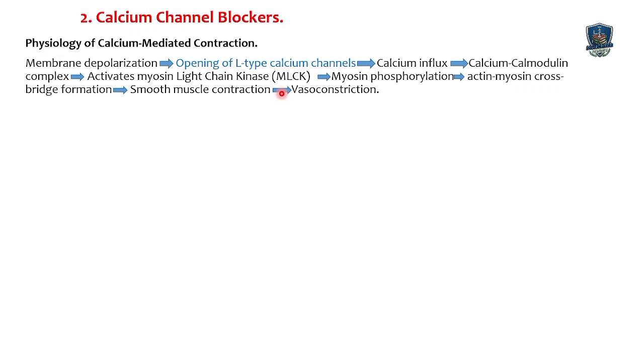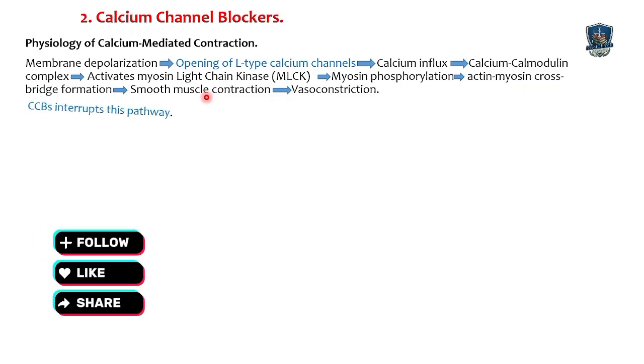Very simple. We should have an increase of calcium in the cell. When you have an increased calcium in the cell, a calcium calmodulin complex is formed. Calcium calmodulin complex will activate the myosin light chain kinase. The myosin light chain kinase will lead to myosin phosphorylation, which leads to actin myosin cross bridge formation. And when the actin myosin cross bridge formation happens, this leads to smooth muscle contraction and vasoconstriction.